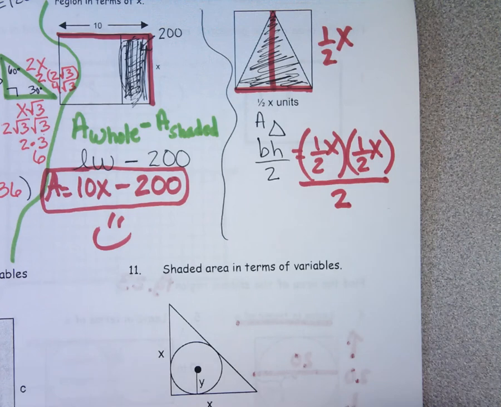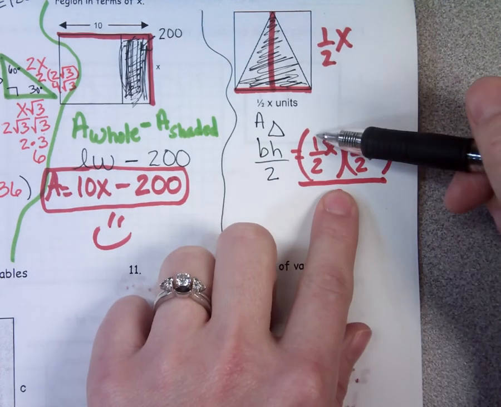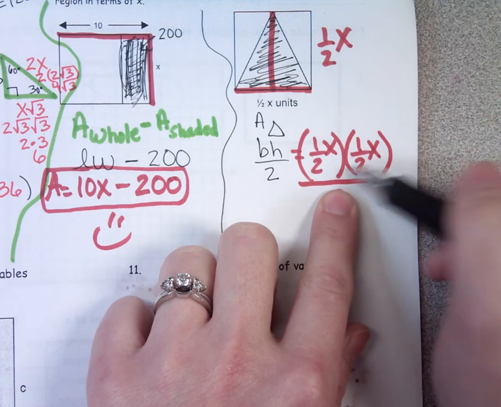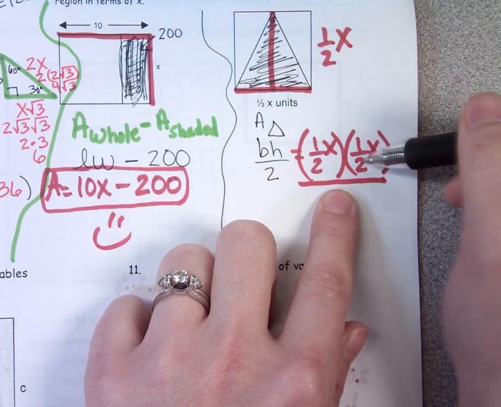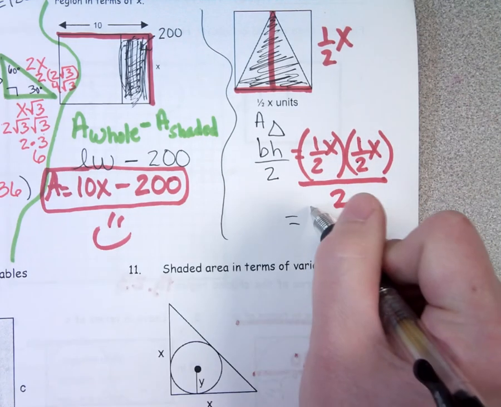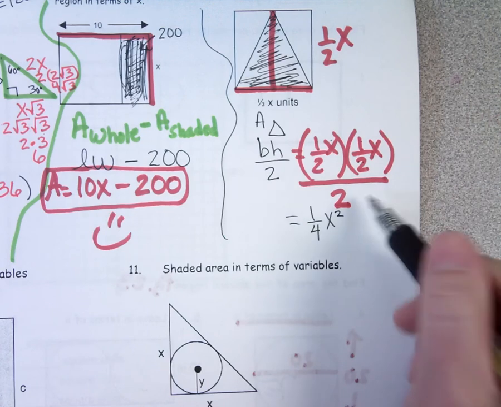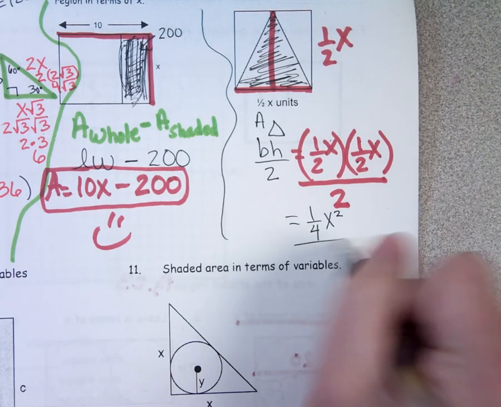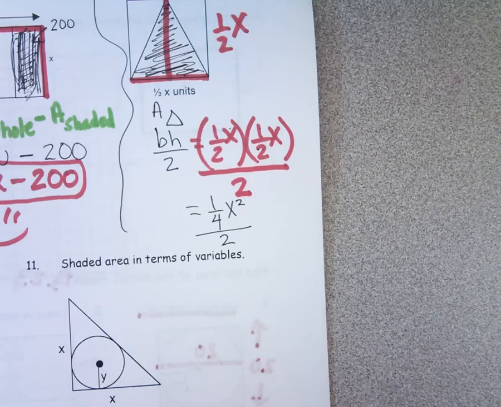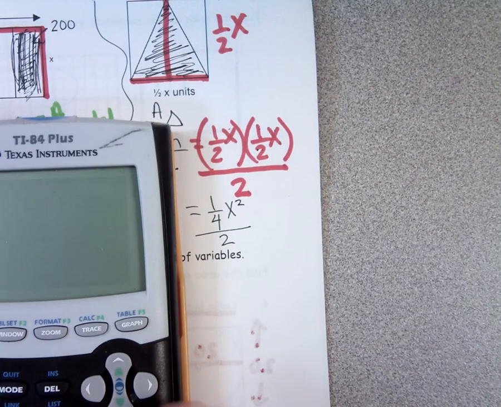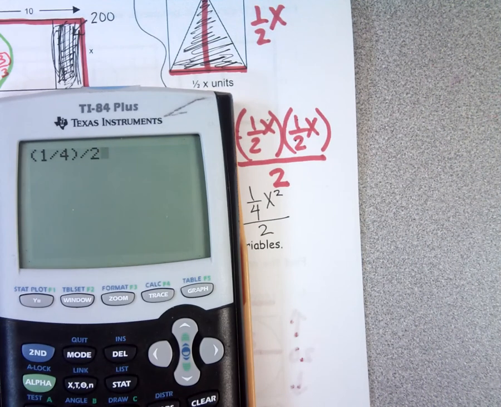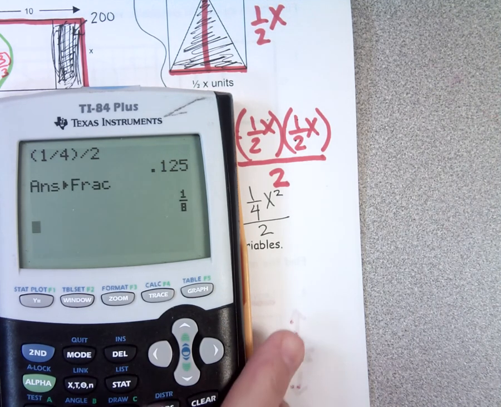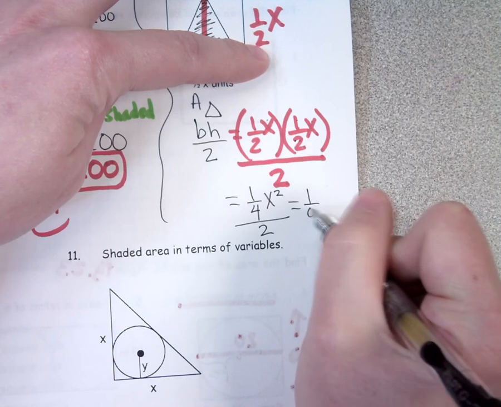Okay, some of you are a little bit better with your fractions than others, but if I want to take 1/2 times 1/2, I multiply straight across, straight across. So 1 times 1 is 1, 2 times 2 is 4, so this makes 1/4 x squared. So 1/4 x squared, and then I'm dividing that by 2. If you want to take 1/4 divided by 2, some of you probably already know the answer. I'm going to show you with the calculator. 1/4 divided by 2 makes 1/8. And the area is 1/8 x squared.